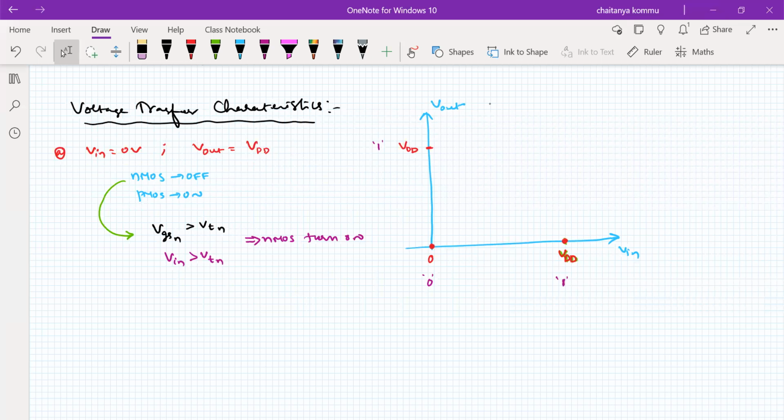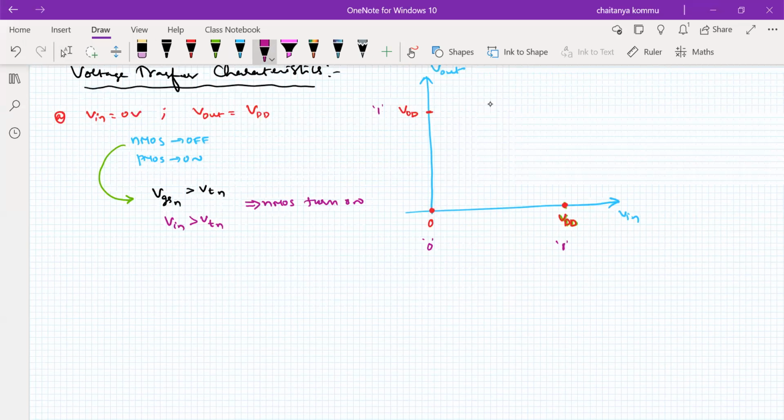So the second point that I need to consider here is, when VN is greater than the threshold voltage of the Nmos transistor, then I can say that Nmos is on. Of course, Pmos is also on.